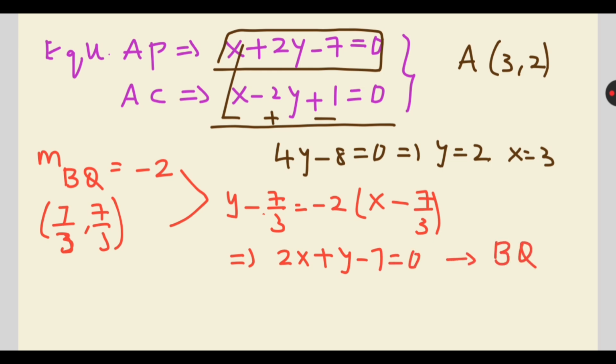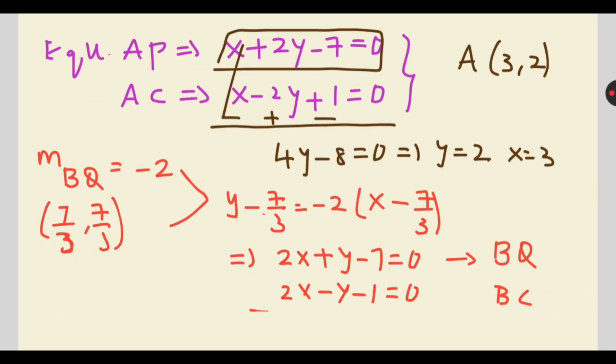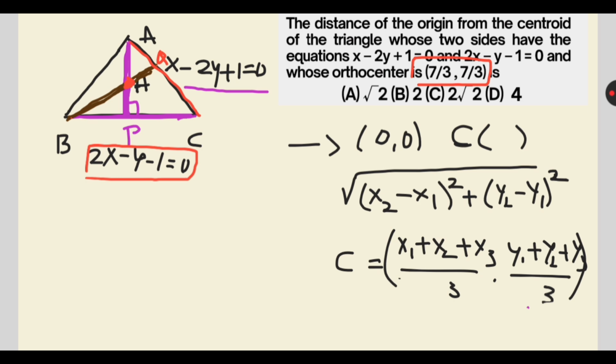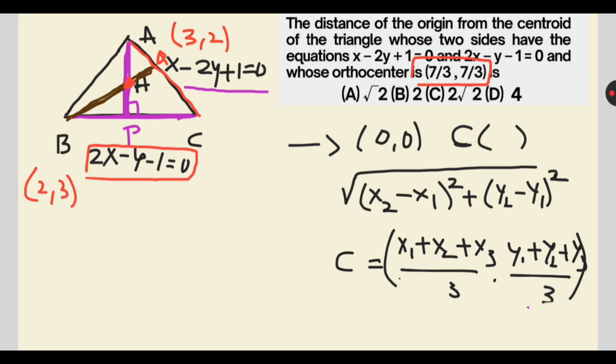And also we know the equation of BC, 2x minus y minus 1 equal to 0. After solving these two, we are going to get the point B. After solving, the B point is 2, 3. Now we know the A point, which is 3, 2. And also we know the B point, which is 2, 3. Only we need the C point.